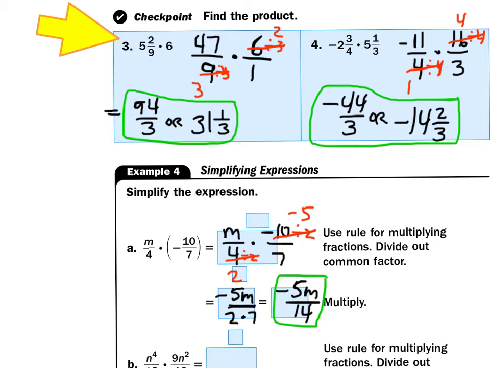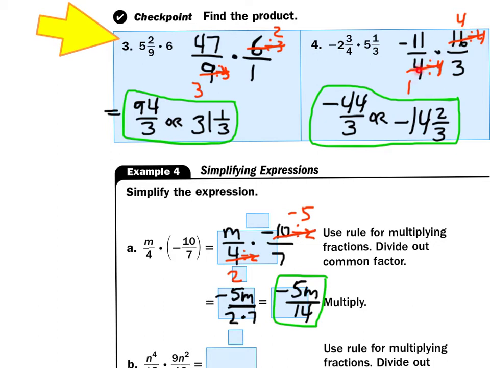Take a look at number 4, negative 2 and 3/4 times 5 and 1/3. So make them both improper. So 4 times 2 is 8, plus 3 is 11. And don't forget your negative. So it's negative 11 over 4 times, and then 5 times 3 is 15, plus 1 is 16 over 3.